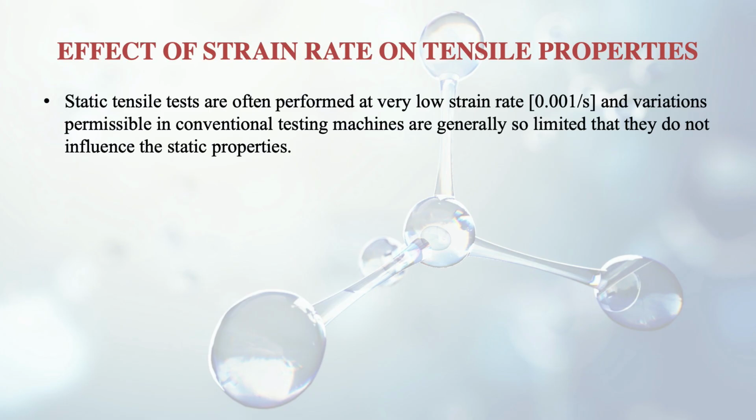So now we discuss what happens because of the strain rate. What will be the effect of the strain rate on the tensile properties of the material? So you can see from the figure also, static tensile tests are often performed at very low strain rate. It is about 0.001 per second, and variations permissible in conventional testing machines are generally so limited that they do not influence the static properties.